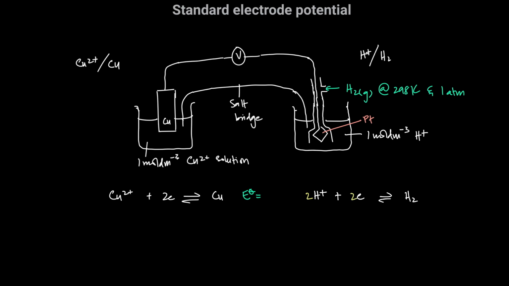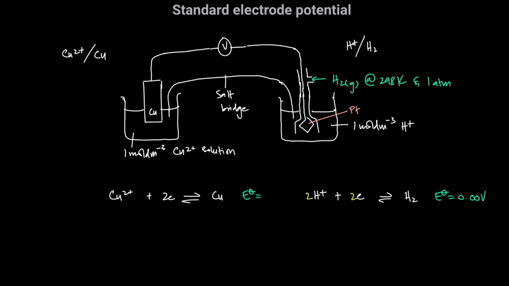So this has a standard reduction potential of 0.00 volts. Over time, we observe in this particular reaction that the mass of the copper electrode increases. And we also observe that the blue color of this copper 2+ solution fades over time, which is telling us that copper 2+ is undergoing reduction. It is the oxidizing agent in this reaction.